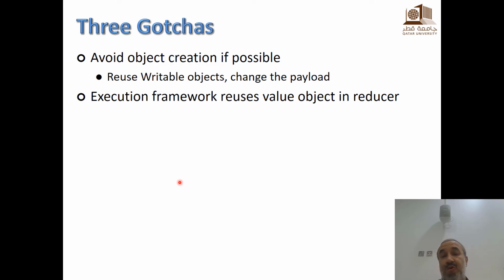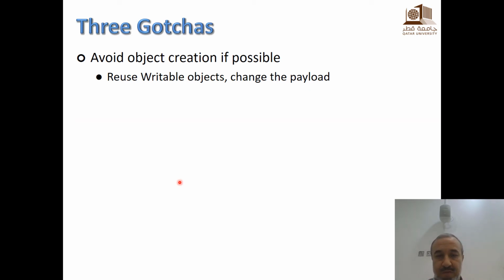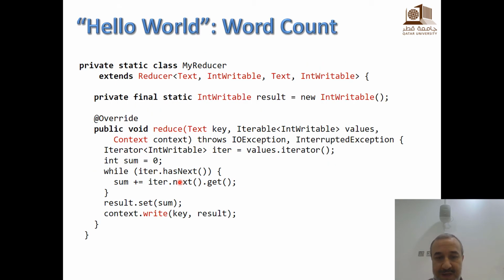Another thing that you also need to understand: the execution framework uses a value object in the reducer. So if we go back here, don't store the values out of this, because the reducer reuses objects. It doesn't give you a new object every time. It reuses the same object but with a new value. Did you get that?